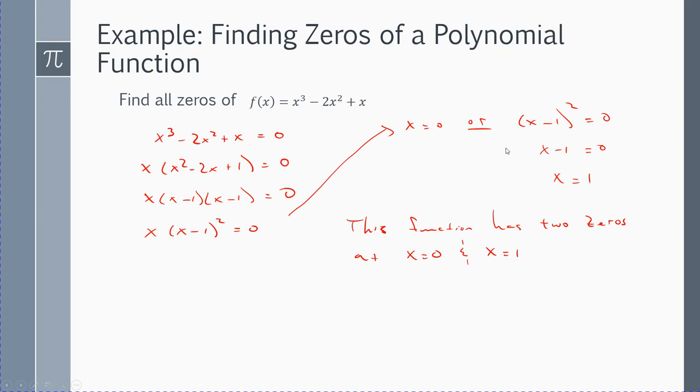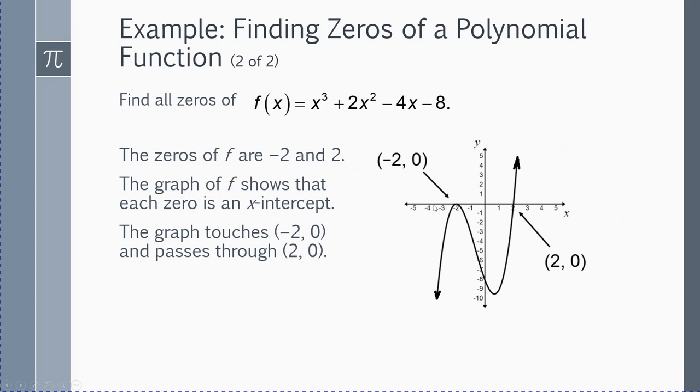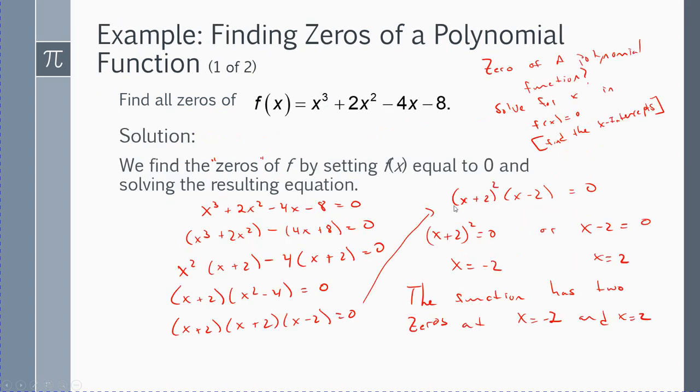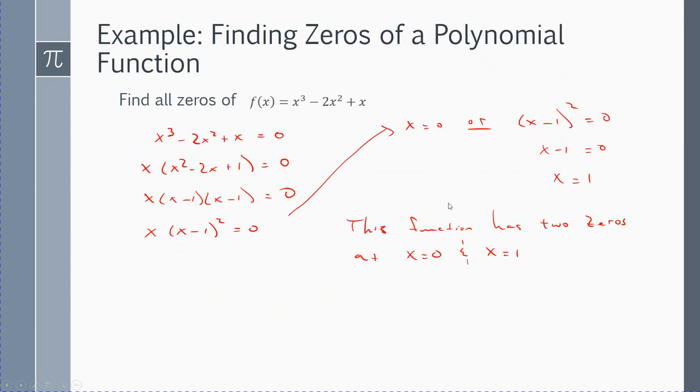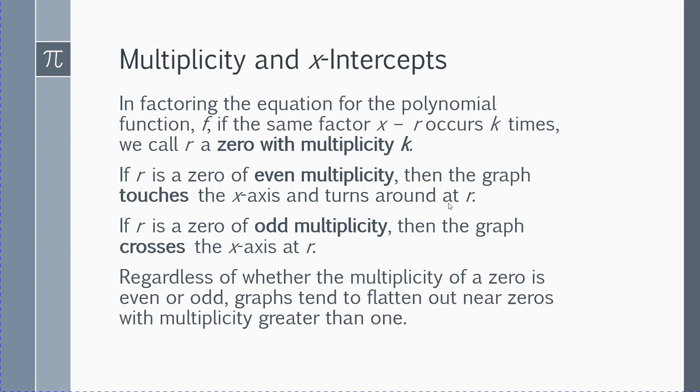Now notice how this factor, this x minus 1, had a squared here. And even going back, looking here, this x plus 2 had a squared here. That causes something very interesting to happen. And this is when we start talking about multiplicity and x-intercepts.